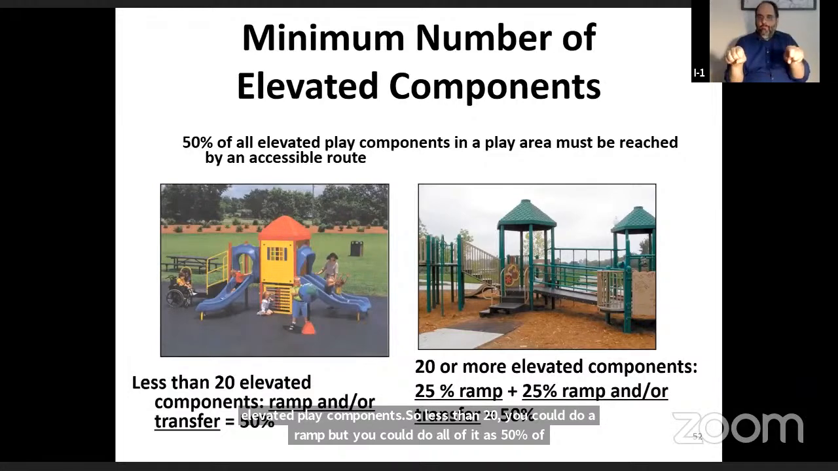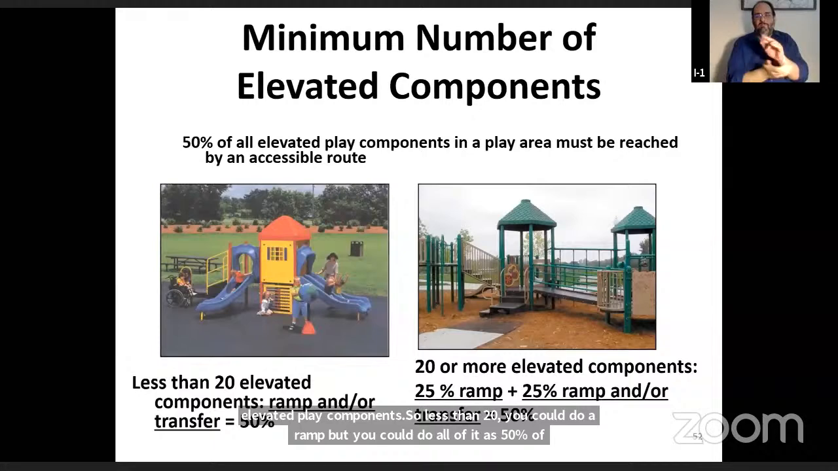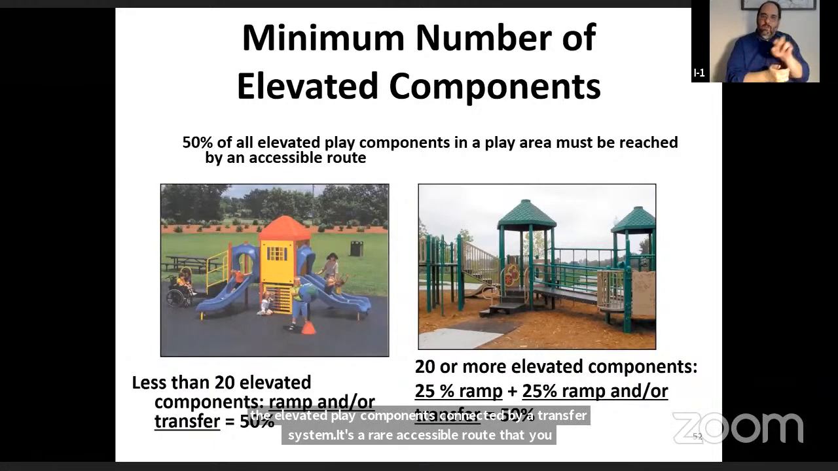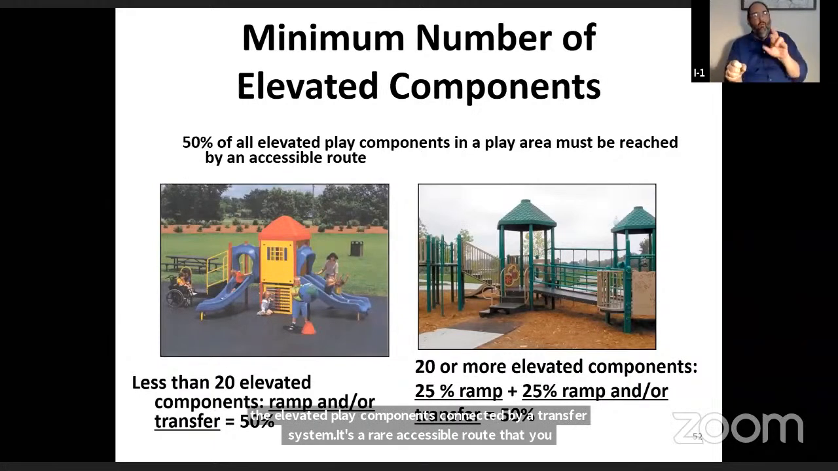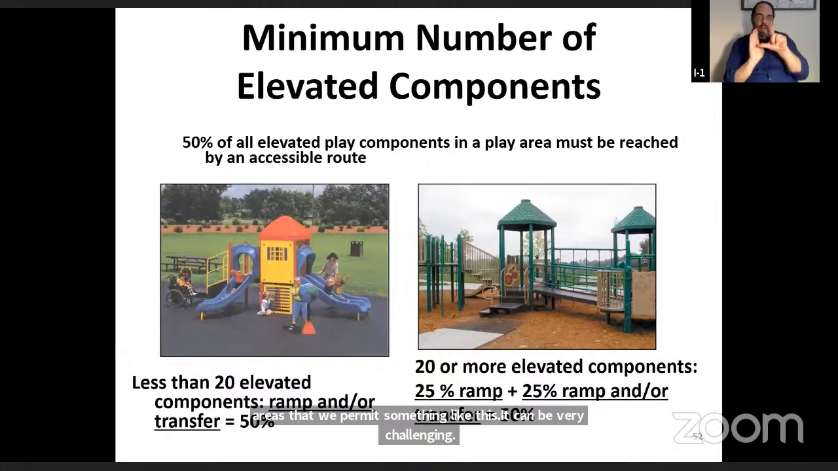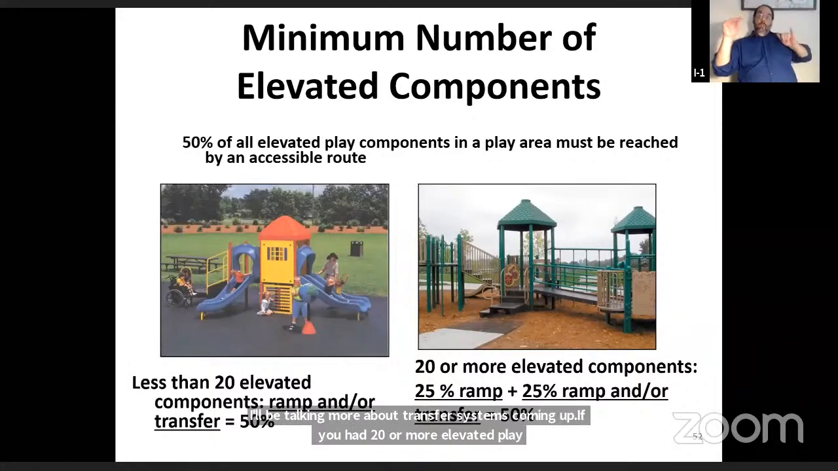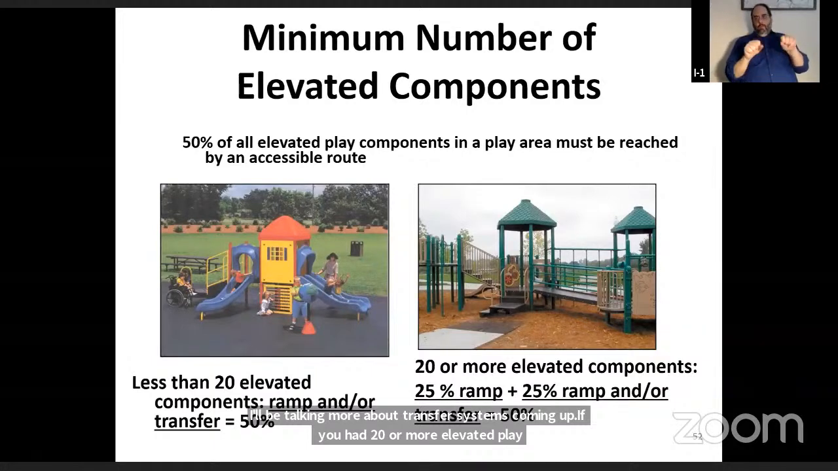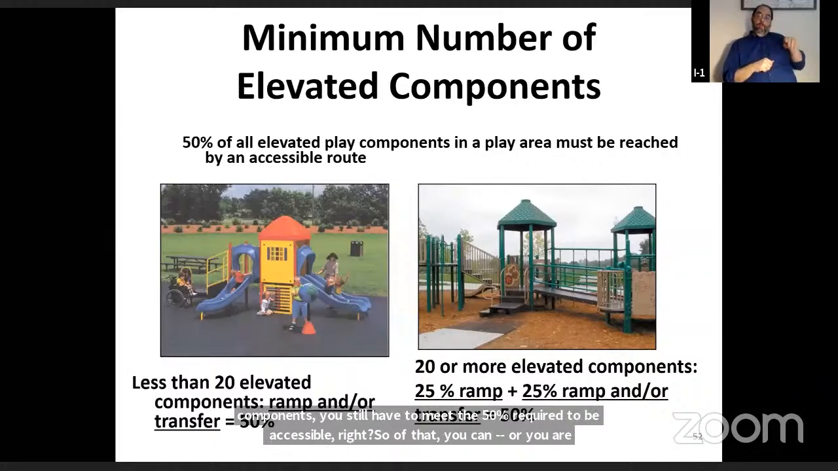It's a rare accessible route that you can use transfer steps and transfer systems. It's only in recreation in a few areas that we permit something like this. It can be very challenging. I'll be talking more about transfer systems coming up. If you have 20 or more elevated play components, you still have to meet the 50% required to be accessible, right? So of that, you are required to ramp 25% when you have 20 or more, and the other 25% could be either ramp or transfer.